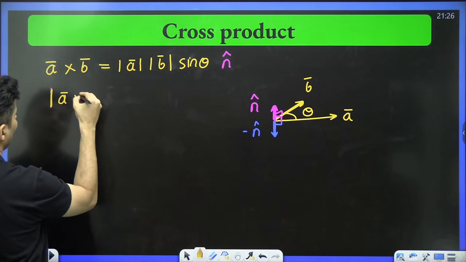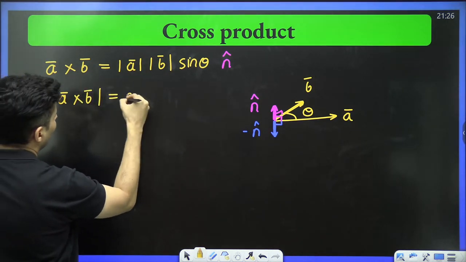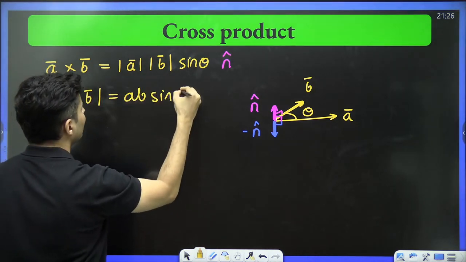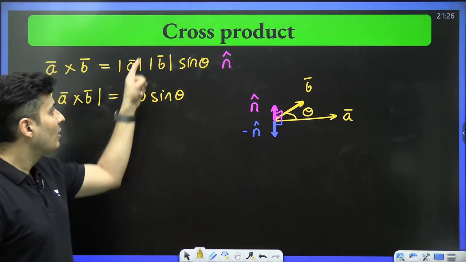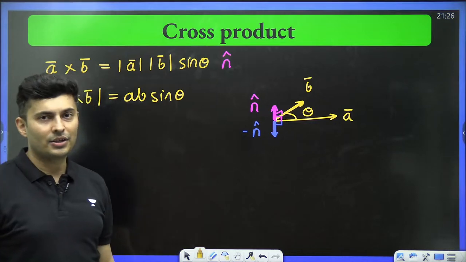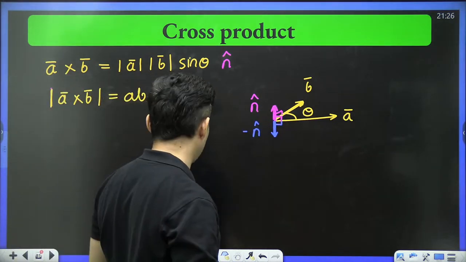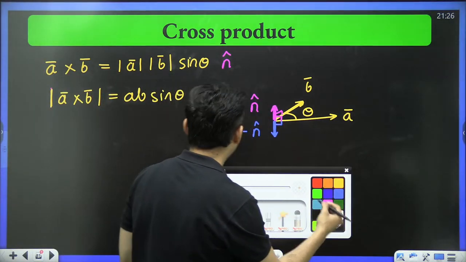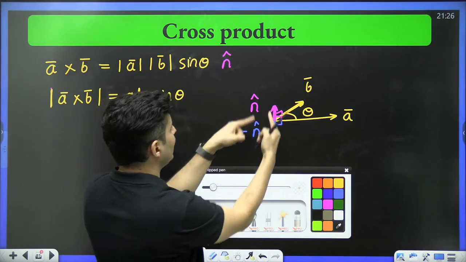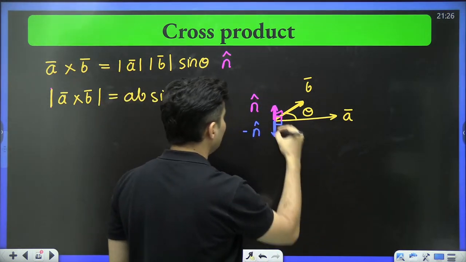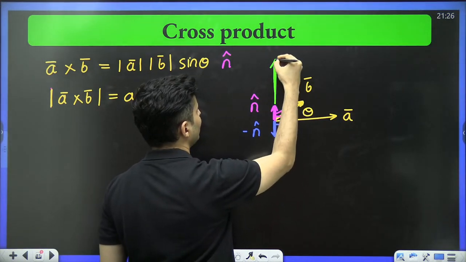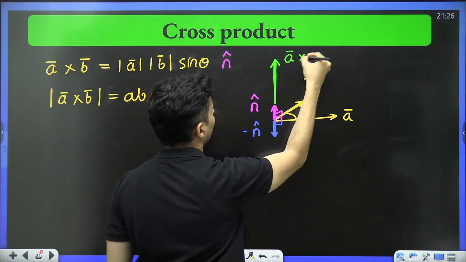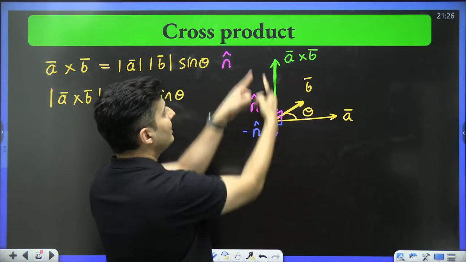So when I write modulus A cross B, then it is okay to write it as AB sine theta. There is no need of n hat. This is the modulus, magnitude. But vector wise, it has a direction. So when I do A cross B, then I will get a vector whose magnitude is this much in the n hat direction. So that would be like this. This is your basically A cross B, guys, in the direction of n hat.